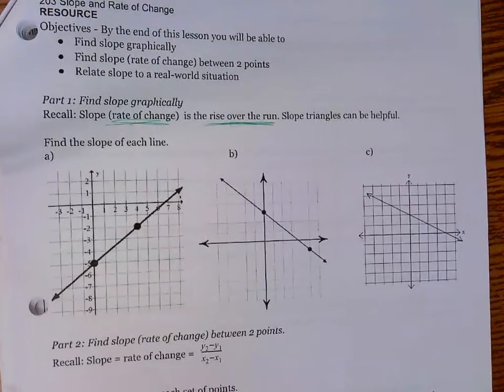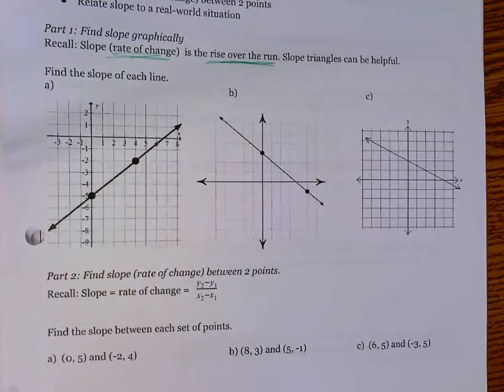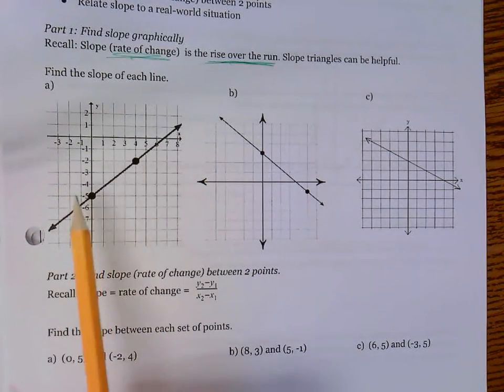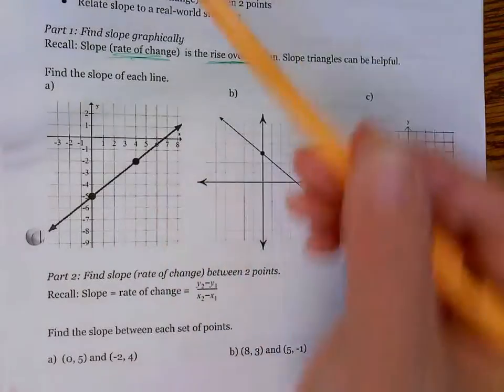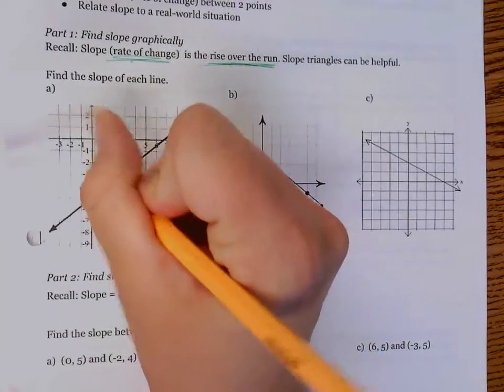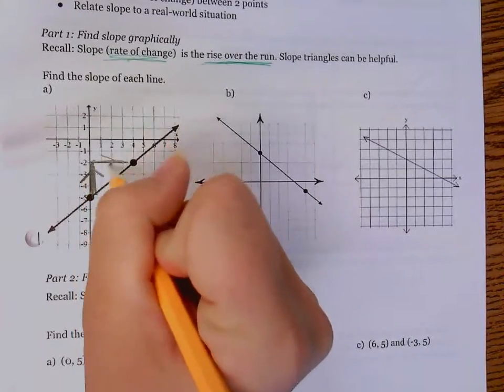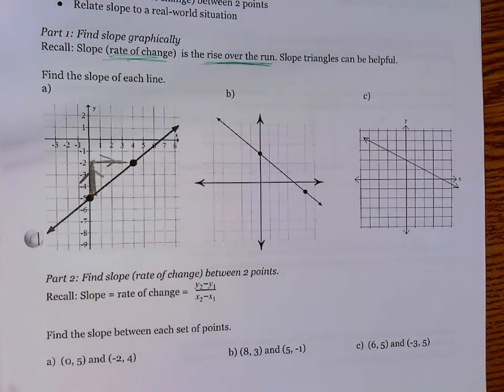So here's just some graphs of lines. You need to find the slope. I gave you a couple points. So you start at the point on the left, you figure out how much you have to rise and how much you have to run. You always start on the left and go to the right, like you're reading a book. So how much did I rise and how much did I run?